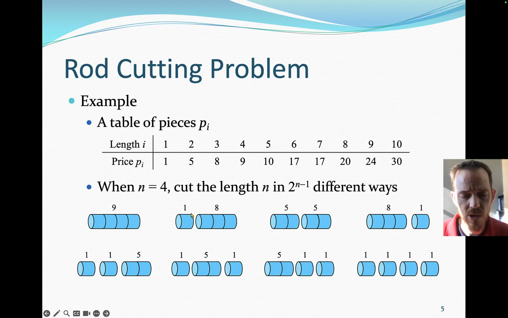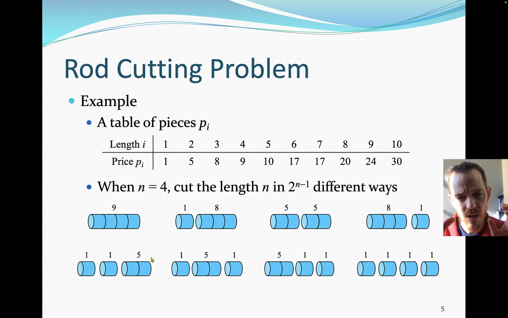Alternatively, we have another solution. We could cut off one segment, one unit. That would get us a total revenue of 1 plus 8. 8 comes from, if the length is 3, then we get a revenue of 8. Alternatively, if we cut it in half, we get 2 segments that are each length 2, so price of 5 plus the price of 5. And here we have the reverse of the other one, and then we have different permutations. This is all possibilities that we've enumerated.